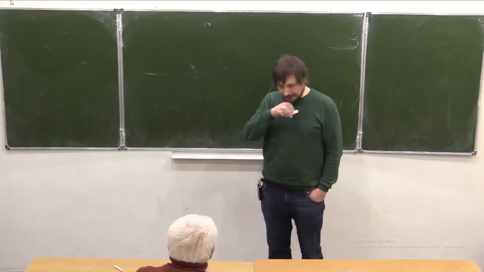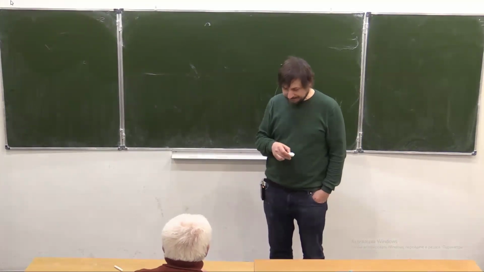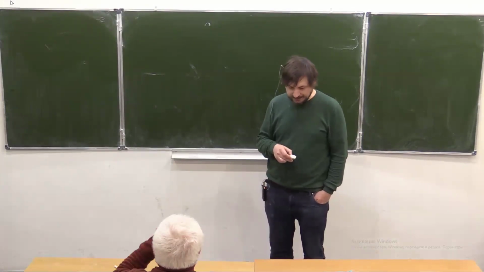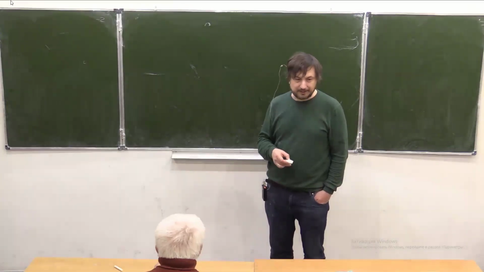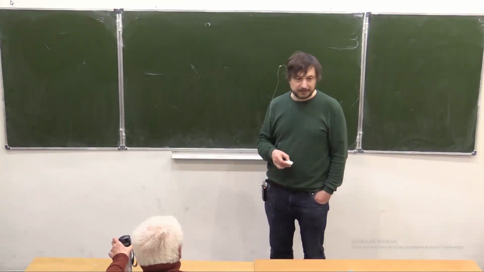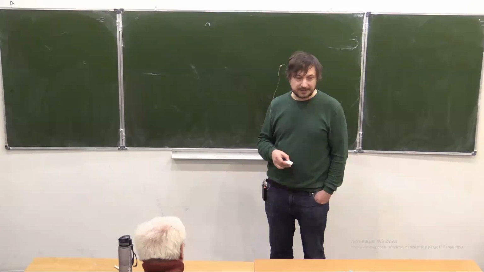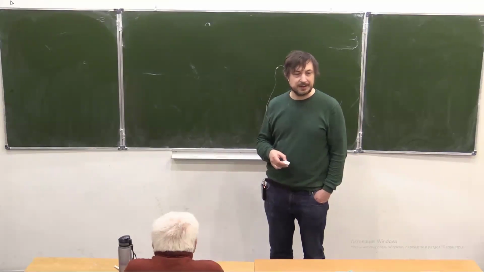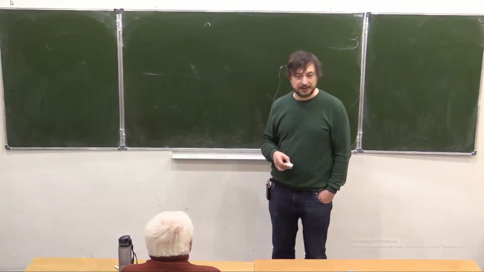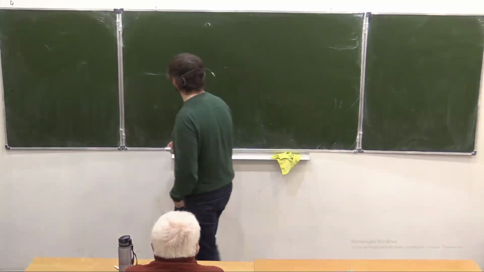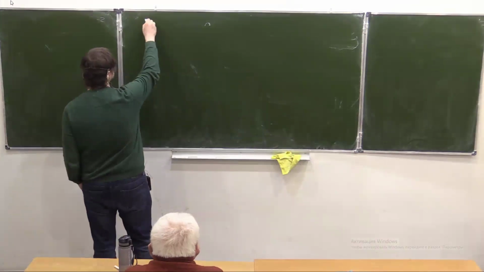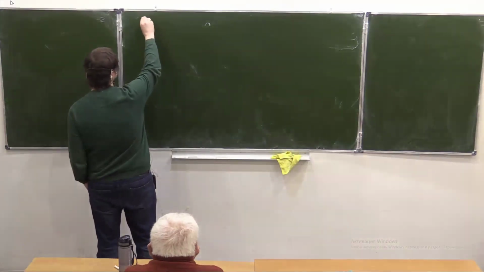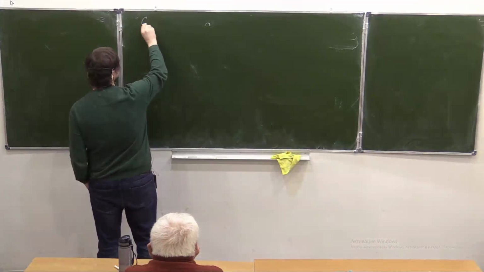So this talk is a continuation of a few talks which I made here in the last year and probably the year before that, and it deals with the following question. Suppose you have a Lie algebra g.